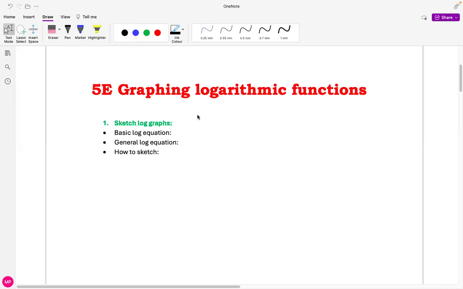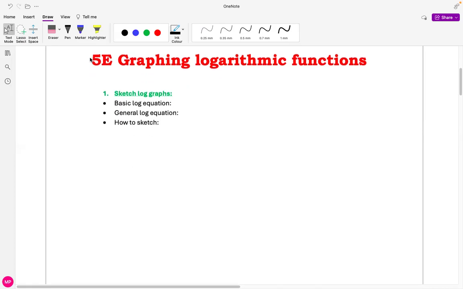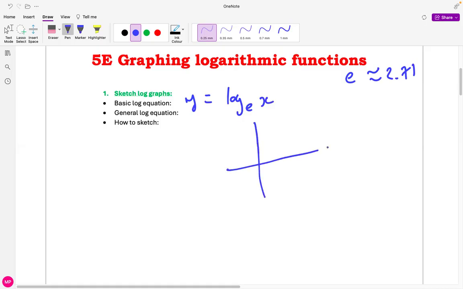Hi, in this video, we're going to talk about sketching log graphs. So the basic form for log is y equals log a of x. a is the base. It could be any base, 2, 3, 4. In this case, a is about 2.71. So before any transformation, the basic graph will look like this.